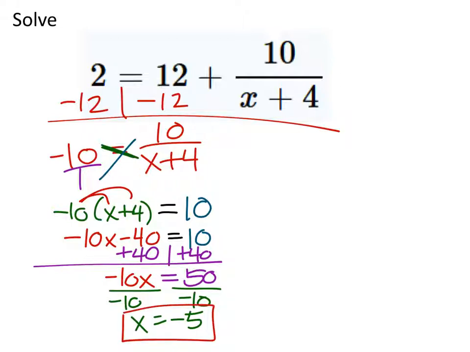Now, this one shouldn't really be too bad to check. I got 12 plus 10 over, now it's negative 5 plus 4, which is 1. So 10 divided by negative 1 is negative 10. 12 plus negative 10 is 2, and then that checks off. Now, of course, you should show the work, but for time's sake, we don't have it.